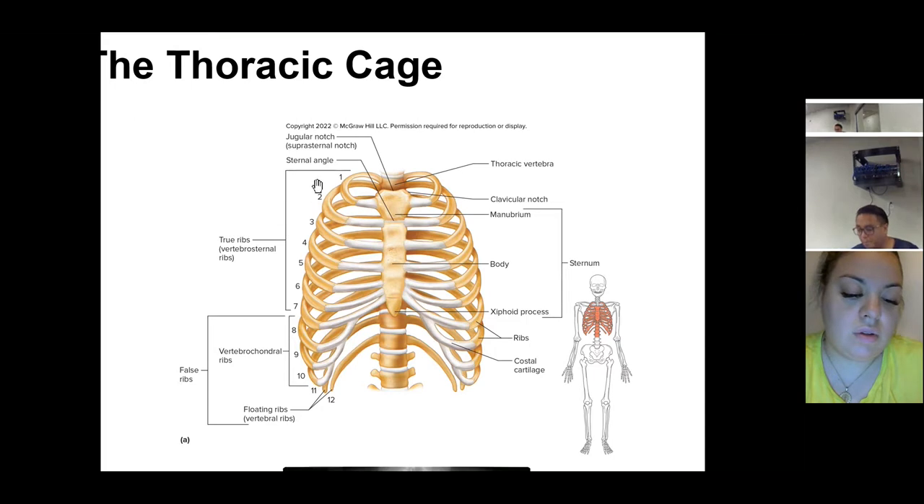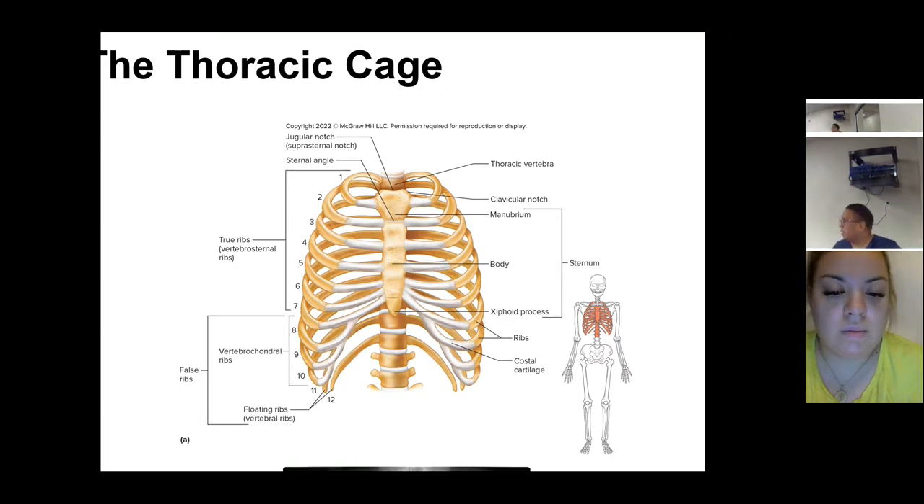So to recap, thoracic cage: ribs 1 through 7 are true ribs, 8 through 12 are false ribs, with 11 and 12 being special, called floating ribs. And of course, this is your manubrium sterni, or manubrium, which is part of your sternum, your body, and this little bit of cartilage on the end called your xiphoid process.